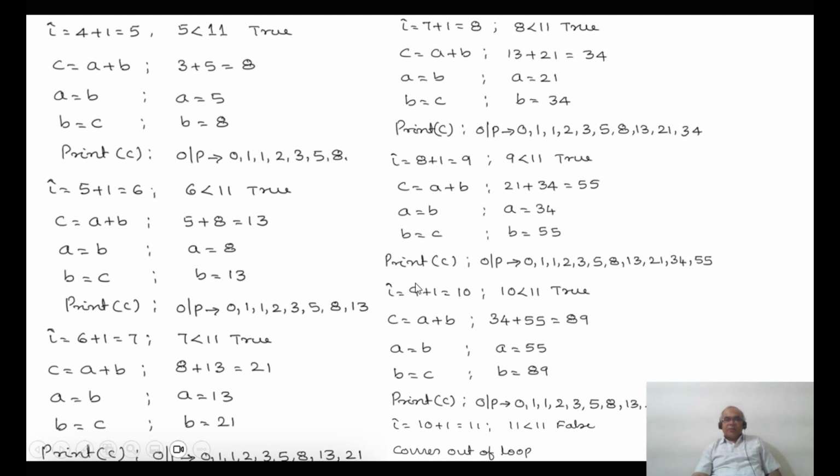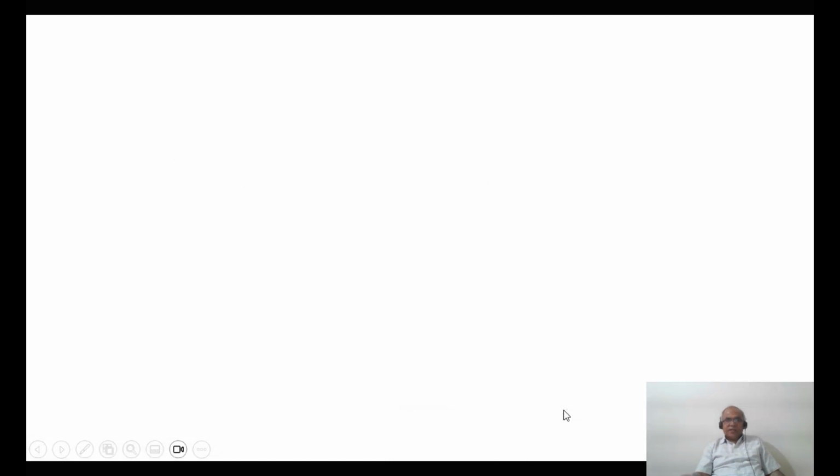Then I is incremented by 1. 10. 10 is within 11. Condition is true. C is equal to A plus B. 55 plus 34 is going to give you 89. So A value is 55 and B value is 89. Print C. So 0, 1, 1, 2, 3, 5, 8, 13, 21, 34, 55, 89. I is equal to 10 plus 1 is equal to 11. Is 11 less than 11? Condition is false. So therefore it comes out of the loop.